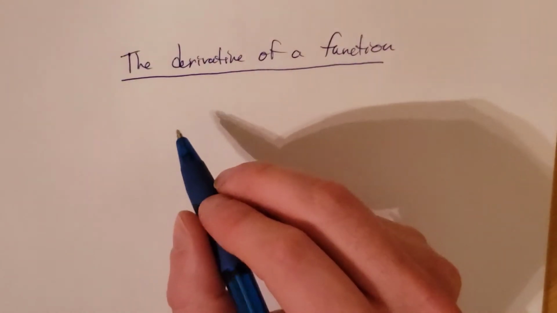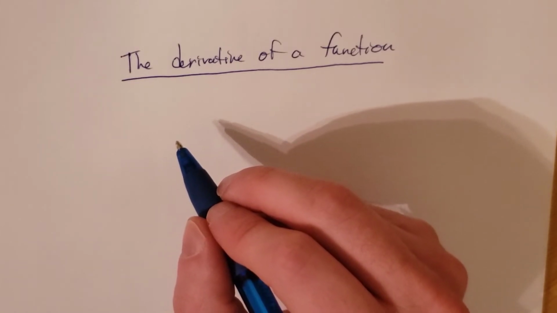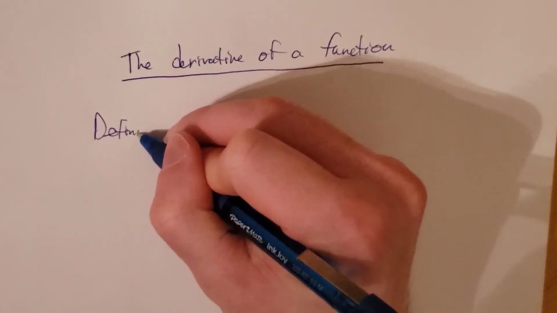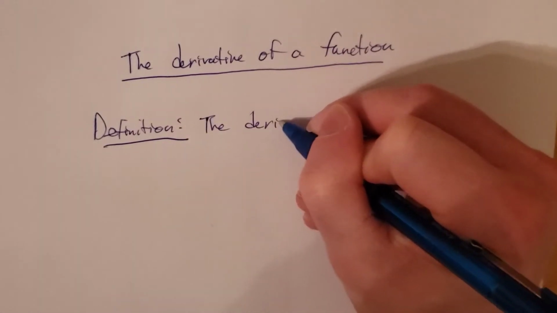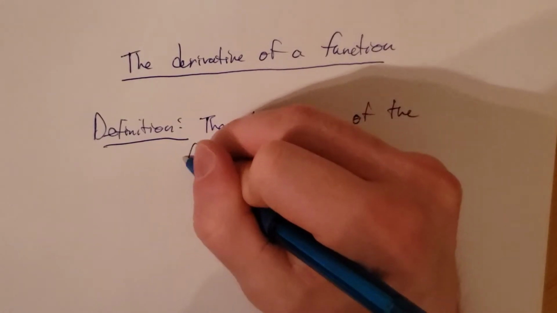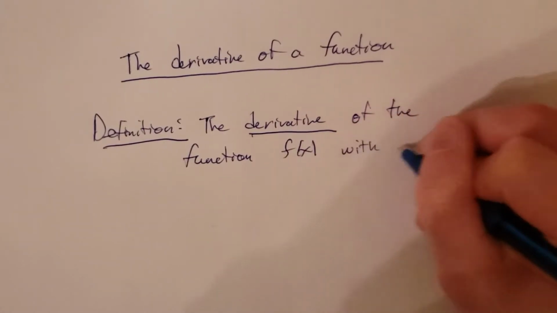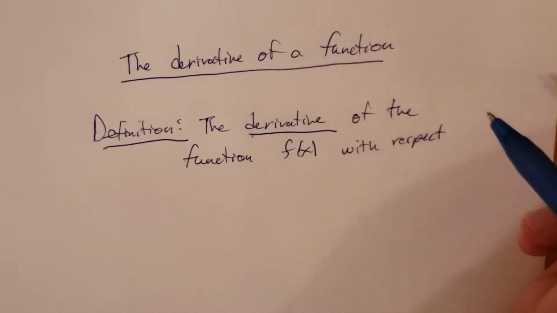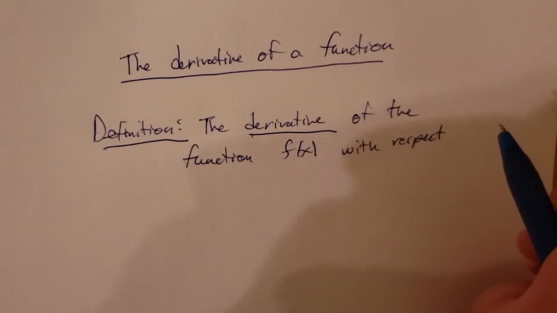In previous videos, we discussed the derivative of a function at a given point, but now we're going to define the derivative of a function more generally. So let's write out our definition here, and that is the derivative of the function f of x with respect to x. Again, what does that mean? That means what is the change in the output of f of x with an increase in x.